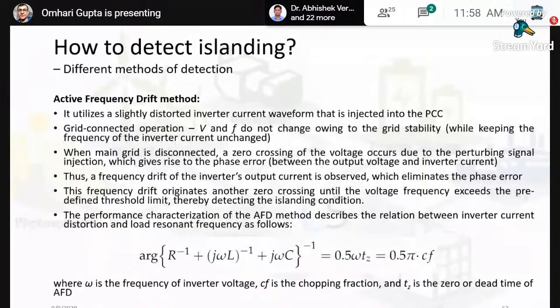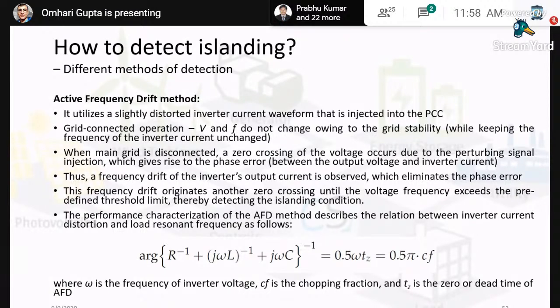Okay, so each time what will be there? There will be a pulse kind of thing after 2 seconds. Okay, 10 ampere is the running magnitude and suddenly it will become 10.1 or 9.9. So that kind of disturbance will be injected, and in grid connected operation, voltage and frequency will not deviate owing to the grid stability, because the grid is taking care of the voltage and frequency both.